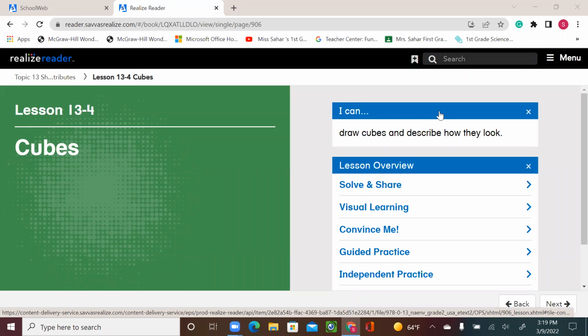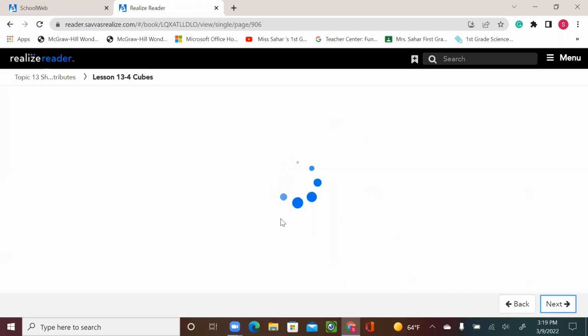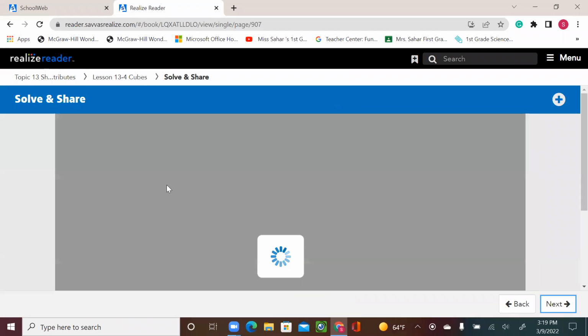Hello, second graders, welcome to a new math lesson. Please get your book ready, page 573, and let's start our new lesson, lesson 4, topic 13, cubes. So today we're going to learn about a new shape, the cube. Let's see what we have.